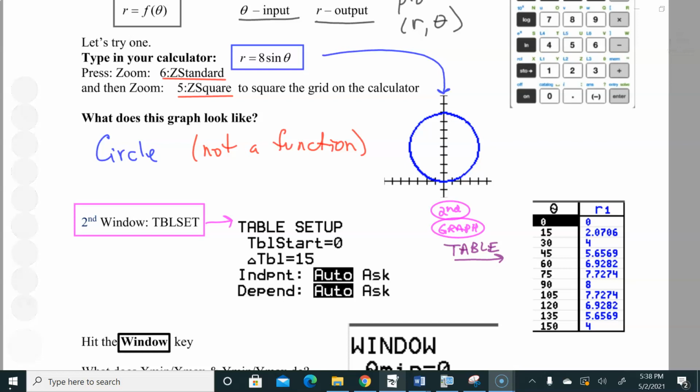So we're going to go back to second window, do table setup, and I think we should set it up like this. Table start at 0, and that delta table, the increments, is going to be 15. So it's going up 15 degrees at a time because our theta are in degrees. We're in degree mode. And then you can see the R values. I even show you what it looks like, and you can hit second graph table to see all that. If you want to see more, you can just scroll up and down to see more theta values.